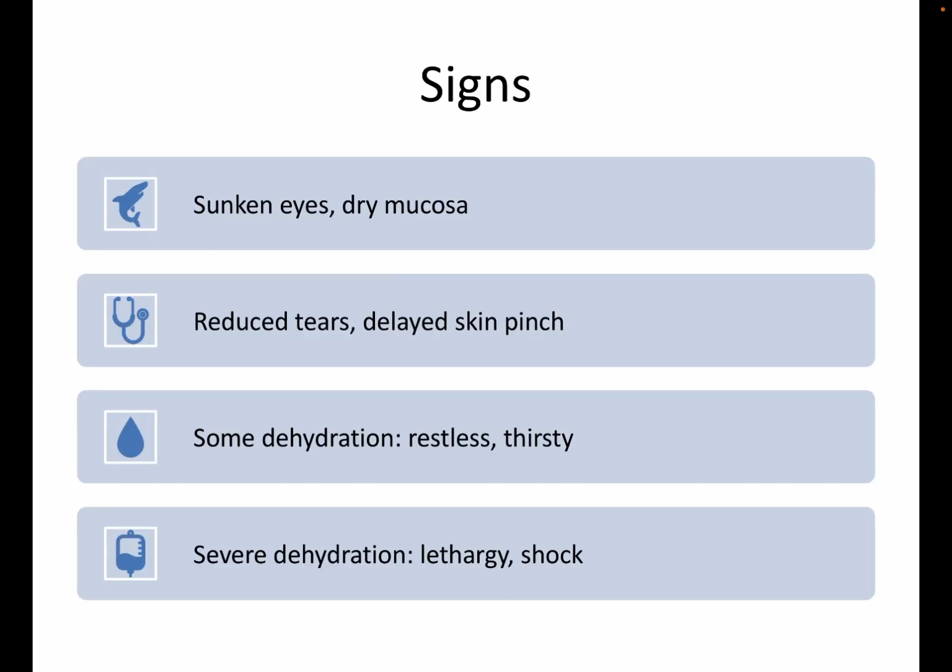So the signs include sunken eyes and dry mucosa, reduced tears, and delayed skin pinch. In case of some dehydration, there will be restlessness and increased thirst. In severe dehydration, there will be lethargy and shock.